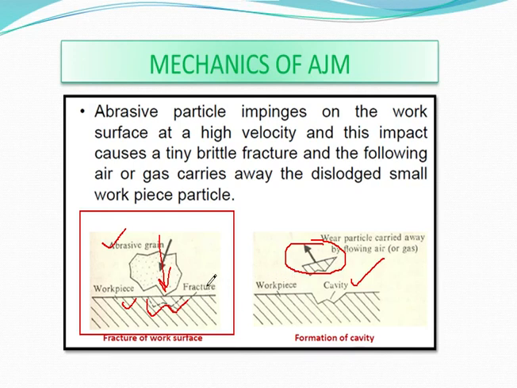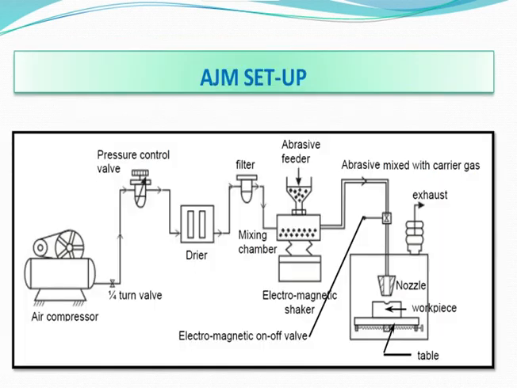So how is this occurring? You can see this fracture, this is basically brittle fracture, or you can say micro-cutting action is occurring. So now we will move to the next slide. Now you can see that a proper setup has been shown here, a particular piece of equipment that has been used to describe the various processes.